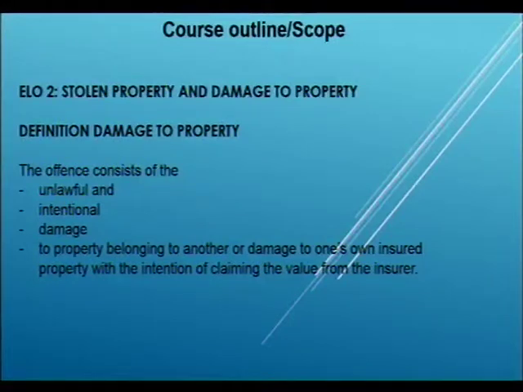Stolen property and damage to property. Definition of damage to property. The offense consists of unlawfully and intentionally damaging property belonging to another, or damaging one's own insured property with the intention of claiming the value from the insurer.